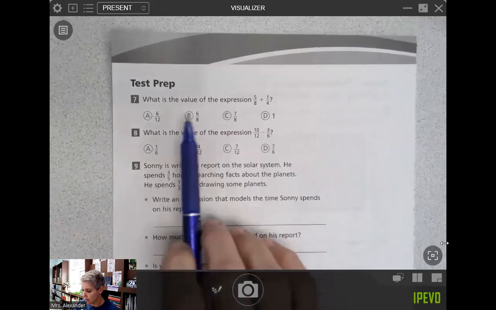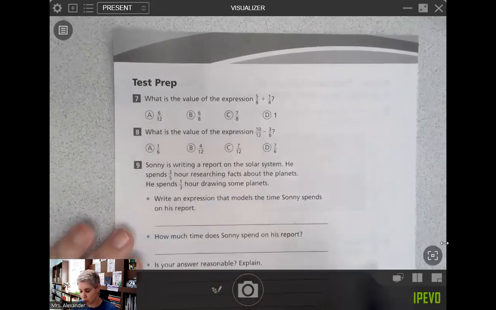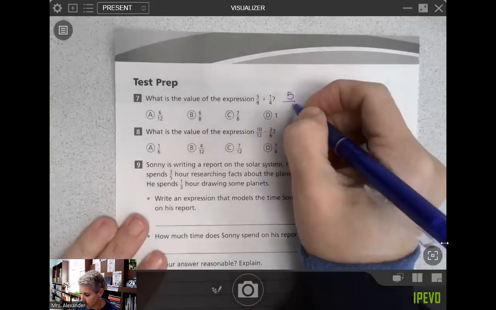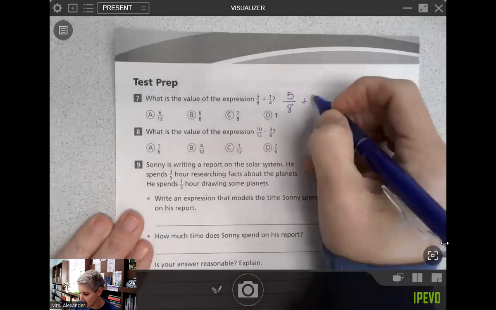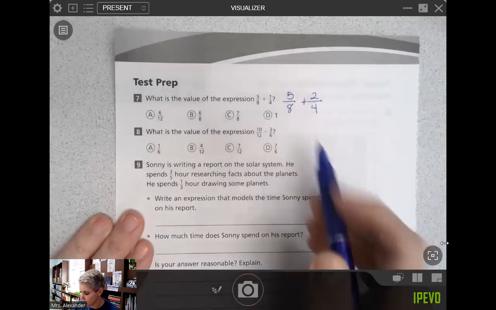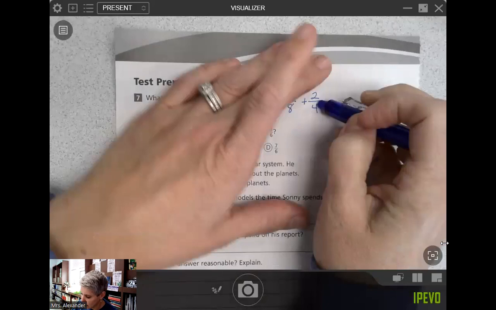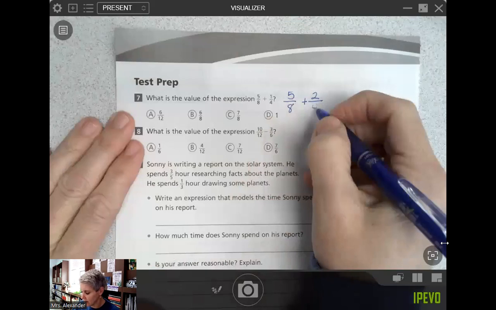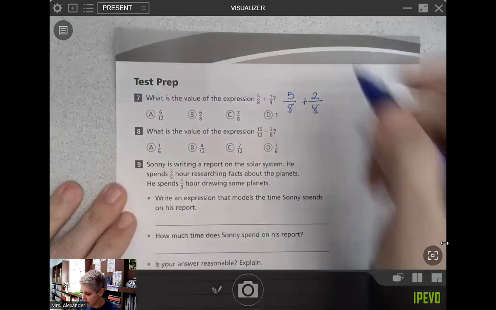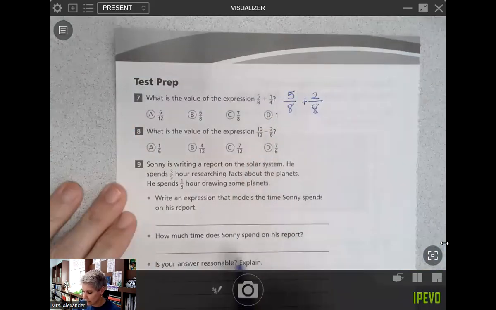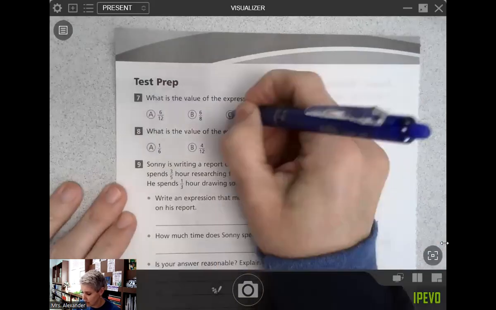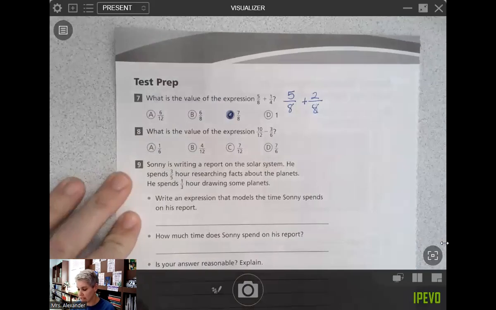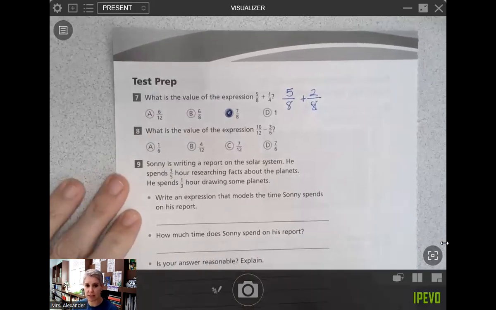What is the value of the expression 5/8 plus 1/4? 8 is a multiple of 4, so I'm going to leave 5/8 and I'm going to change 1/4 to 2/8. Sorry, I told you I was tired. We're working with 8ths. When I add them together, 5 plus 2 is 7, so I have 7/8, and I see letter C matches that.